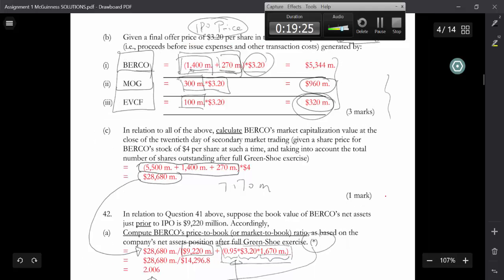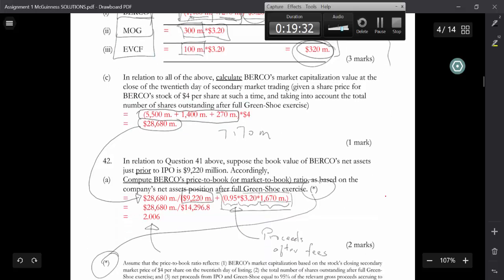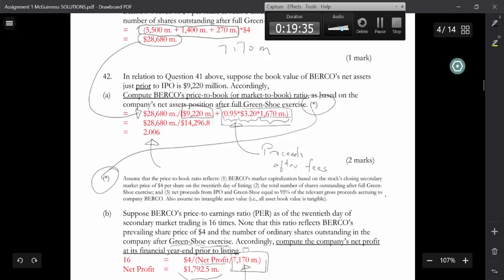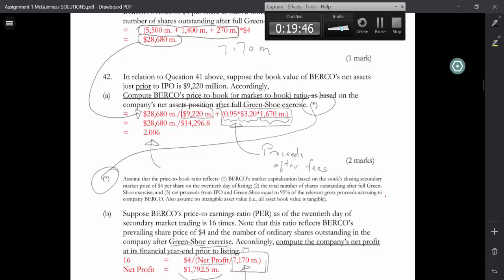Now, 42, in relation to 41 above, suppose the book value of Berkel's net assets just prior to the IPO is $9.22 billion. That's before the IPO, okay? Try to work out Berkel's price to book ratio based on the company's net assets position after the full greenshoe, which is to say after the IPO and the full greenshoe. Now, there's a little star here, so let's check that out.